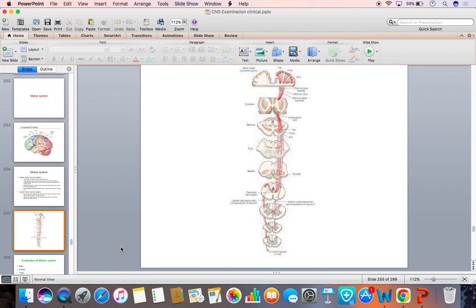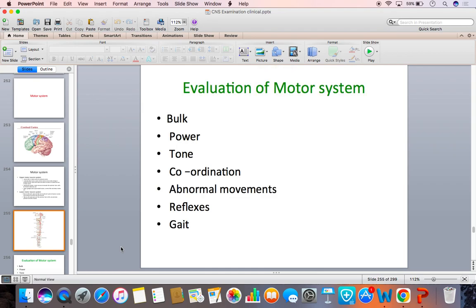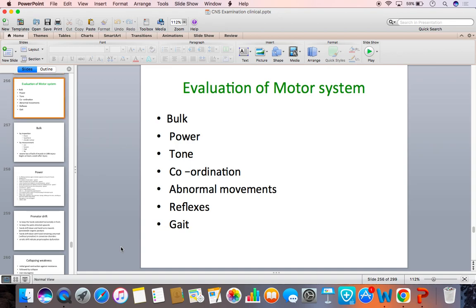Then look at these tracts, that is long tracts from the cortex down to the lower centers. They are nothing but the pyramidal and the extrapyramidal tracts, which we are going to touch in course of time. Then before you know the different tracts and the organization of the motor system, how are you going to examine the motor system? You look for the bulk, you examine the power, you examine the tone, coordination, abnormal movements, reflexes, and the gait.